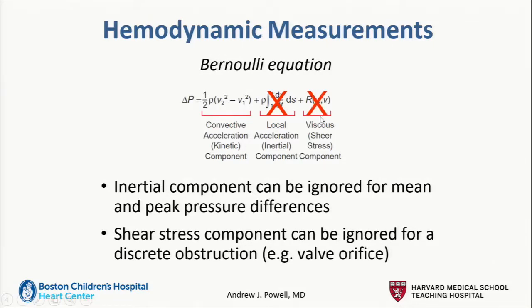This third term here, the shear stress component, can be ignored as long as we're looking at blood flow through a discrete obstruction. So think discrete valve stenosis. An example of something that's not discrete would be a long tube or a long segment obstruction. In those cases, you couldn't ignore this.